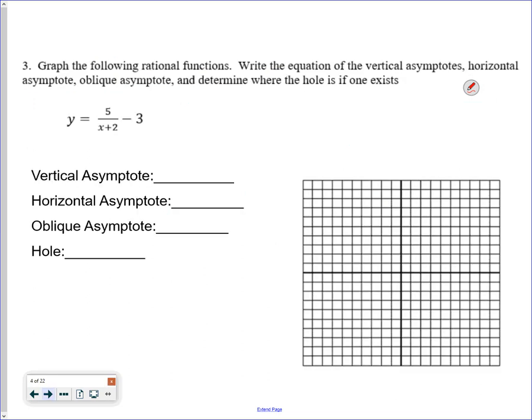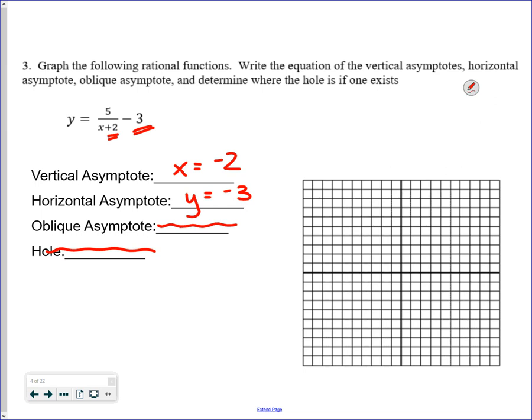Next, and this is a big section on the test. There's going to be a lot of questions on the test in regards to graphing rational expressions. So now, the first one, we have a situation in which you're subtracting 3. So this is the horizontal asymptote at y equals negative 3. The value that makes the denominator 0 is x equals negative 2. There is no oblique asymptote because the degree of the top is not larger than the degree of the bottom, and there is no hole because nothing cancels.